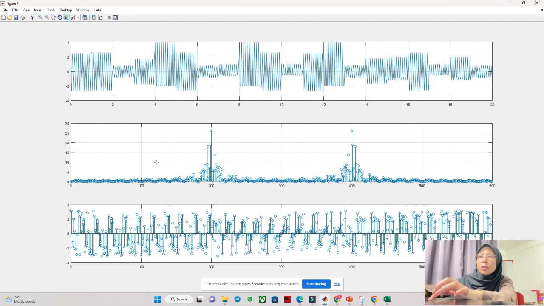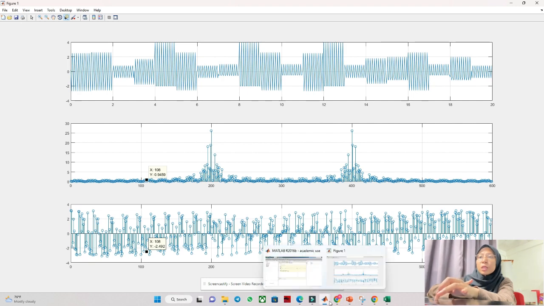If I put here 108, which is our frequency, and Y is our magnitude, we get 0.9, which we can round off to 1. In the phase graph, we also need to find frequency 108. Here we can see that the phase is negative 2.5.